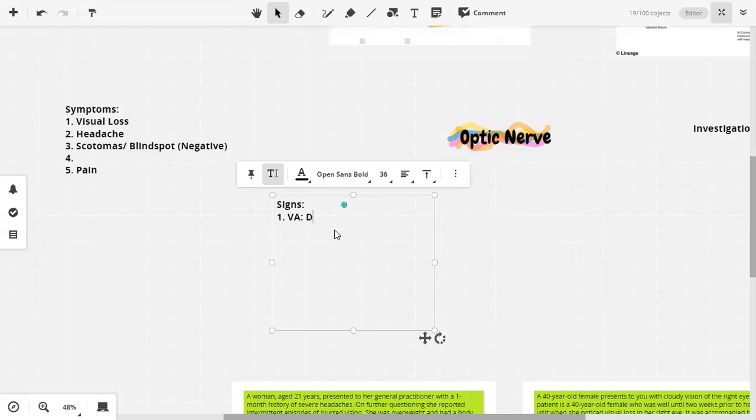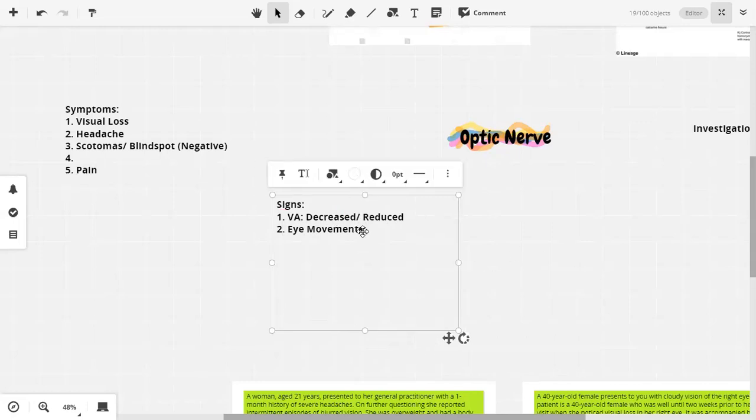It will be decreased, reduced. Reduced or decreased, yes. So we have an anomaly in the visual acuity. What about eye movements? Normal. So they will be normal, or does anyone disagree? Painful. Now that's good. Again, normal, but one thing we have is they can be painful.